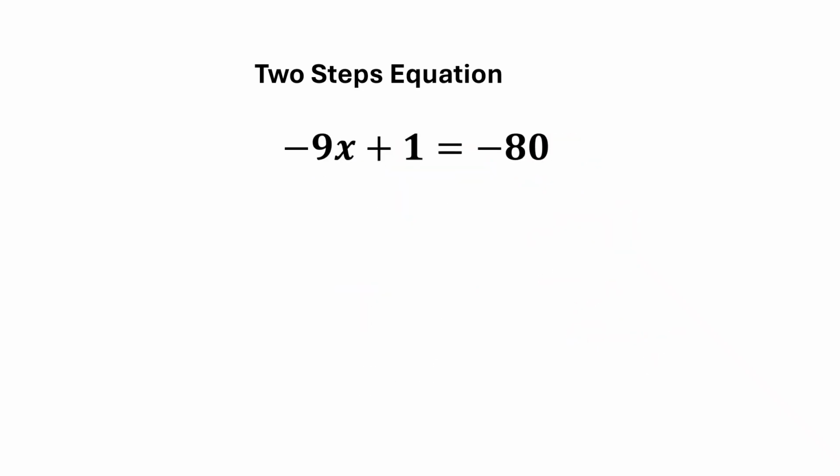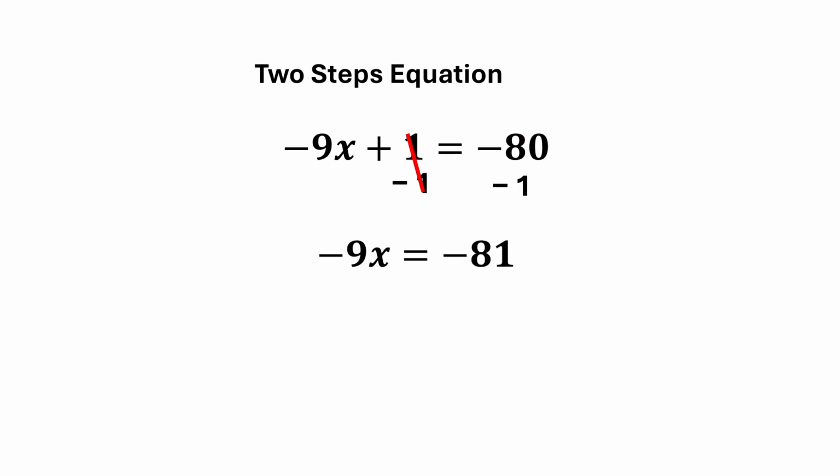Minus 9x plus 1 equals minus 80. So we see plus 1, we get rid of the plus 1 first. How do we get rid of the plus? We do the opposite of plus. So minus 1. The minus 1 and 1 cancel. On the left side, you have just minus 9x left. On the right side, you have minus 80 minus 1, which is minus 81.